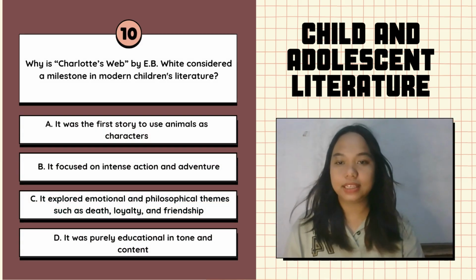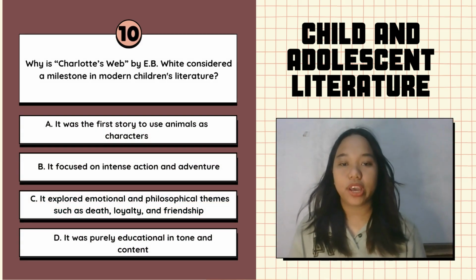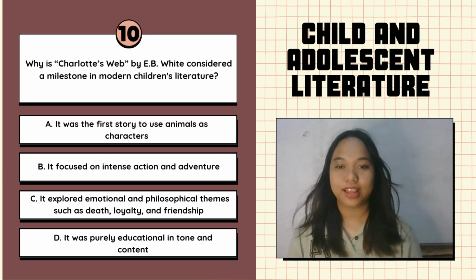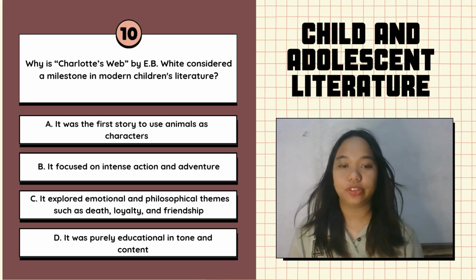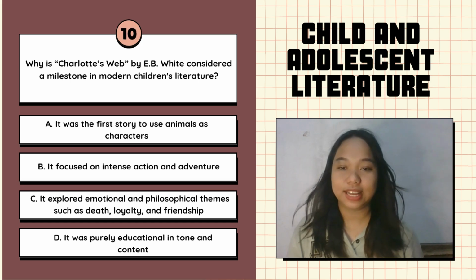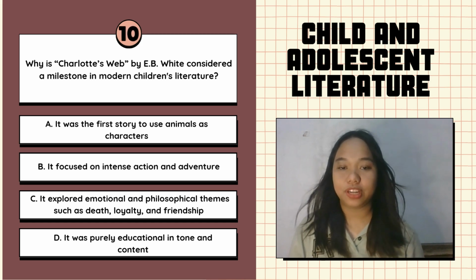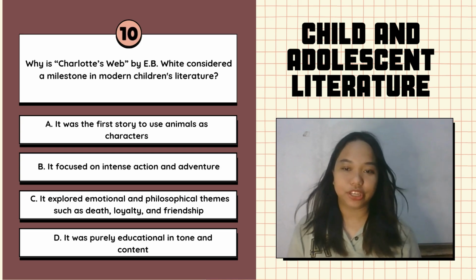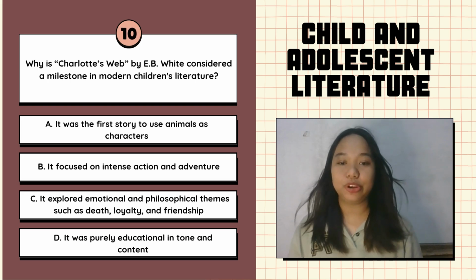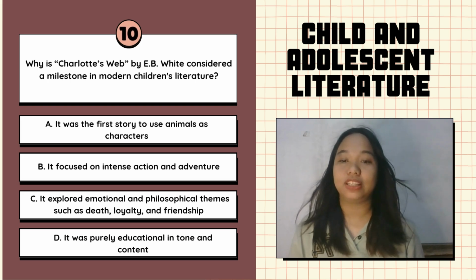For our last question, number 10. Why is Charlotte's Web by E.B. White considered a milestone in modern children's literature? Letter A, it was the first story to use animals as characters. Letter B, it focused on action and adventure. Letter C, it explored emotional and philosophical themes such as death, loyalty, and friendship. And letter D, it was purely educational in tone and content.